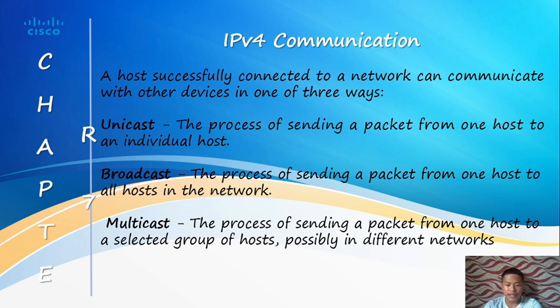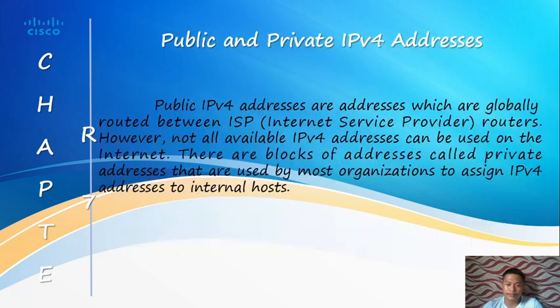Multicast, the process of sending a packet from one host to a selected group of hosts, possibly in different networks. Public and private IPv4 addresses. Public IPv4 addresses are addresses which are globally routed between the ISP, or Internet Service Provider, routers. However, not all available IPv4 addresses can be used on the Internet.